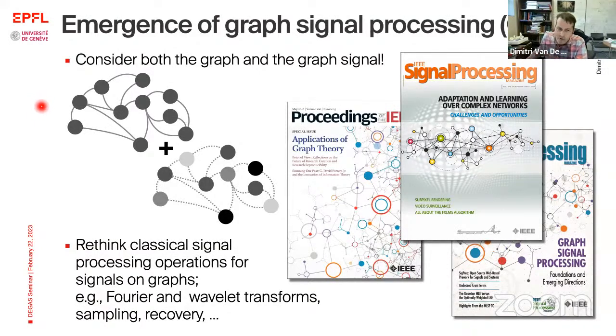Some examples are Fourier and wavelet transforms, but of course also sampling problems and signal recovery, and so on. So this is a very rich new subfield in signal processing. And if you're interested, I certainly refer you to these special issues, which are very interesting. Now, for the purpose of this talk, I will focus on a few of these topics, which we have used already to process neuroimaging data.